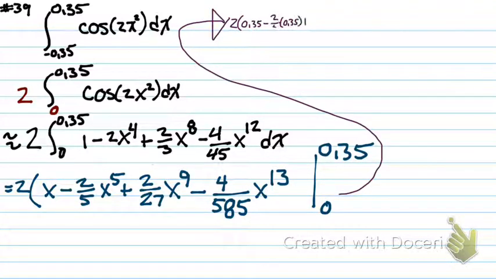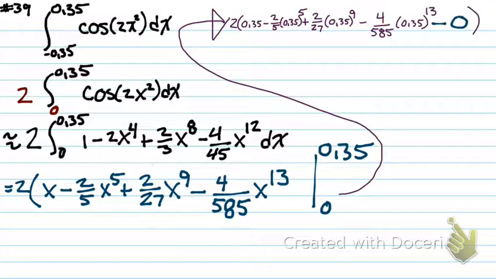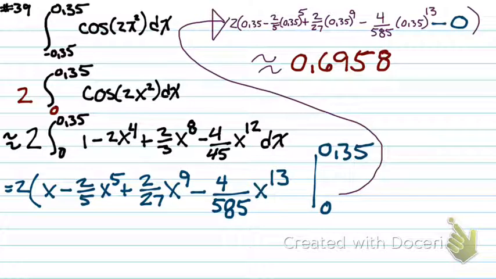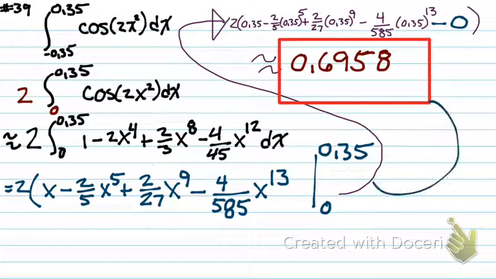Everywhere I see an x, I put a 0.35, and I do that for all my x's. And then it's the upper minus lower. So when we minus the lower, that's a big fat 0. And then we put it into our computational machines, our calculators, and we find our approximation is going to be 0.6958. And then we checked it with the fancy TI, and we're right. And it's all over but the box and flower.